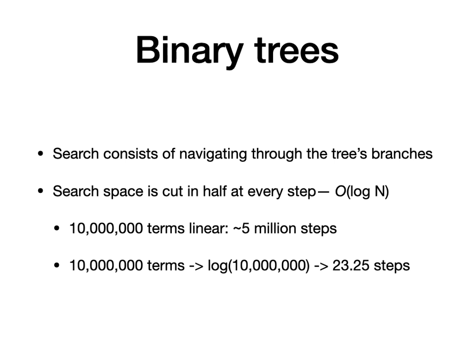So the search space is cut in half at every step with this binary tree structure, allowing us to cut down on, say we had 10 million terms, right? That would be 5 million steps on average, because it could be best case, it could be worst case, but on average, 5 million steps to find each term.